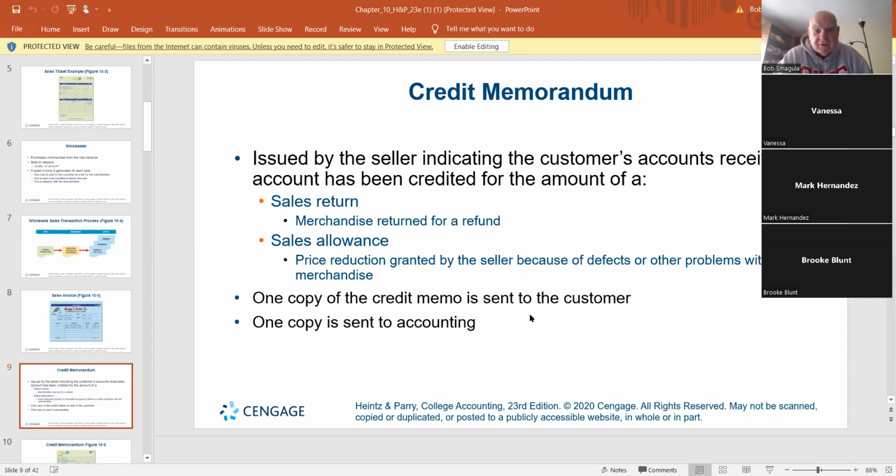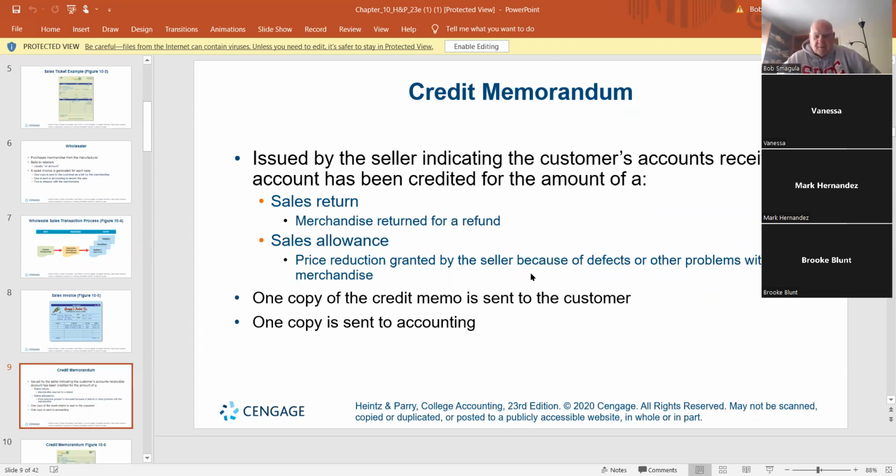Okay. So we're going to talk about two new general ledger accounts in regard to these types of activities. A sales return, merchandise returned for a refund, and a sales allowance, a price reduction granted by the seller for various reasons. Customers return goods all the time. It's a normal part of business. A sales allowance might be you bought a toaster for $50 and you don't really like it that much, so you decide to return it. But the seller says, why don't you keep it and I'll drop the price to 30. That would be an example of a sales allowance, perhaps.